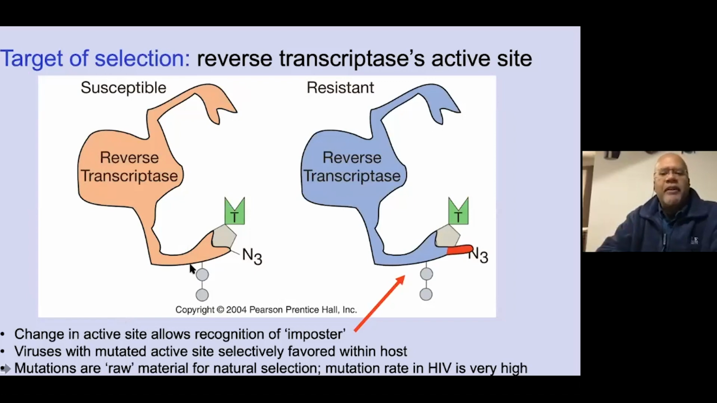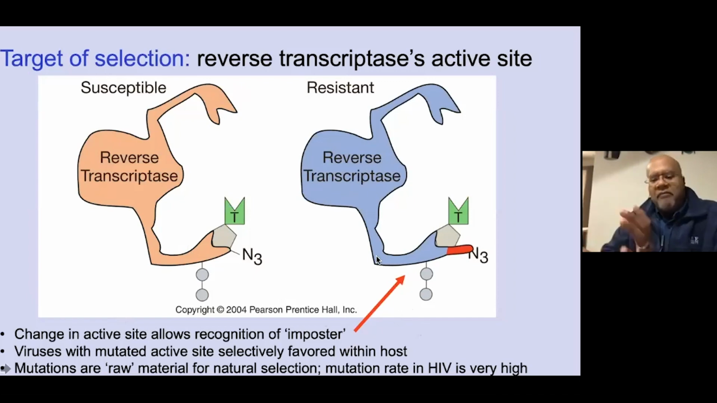Okay, that's all well and good, except for the following problem. Suppose you can have a resistant form of this reverse transcriptase that's coded by the virus such that it does not recognize picking up this imposter, right? It has a change in the active site so that it won't do this, even though you want it to. And a virus with a mutated active site is obviously going to be selectively favored within the host because it's going to be able to replicate.